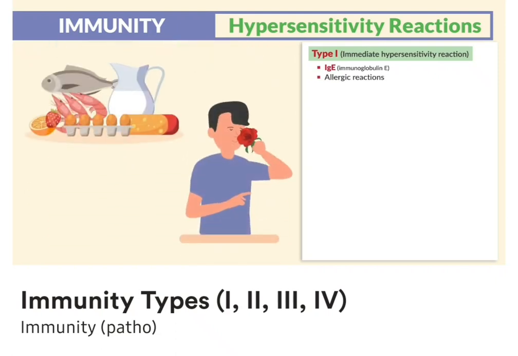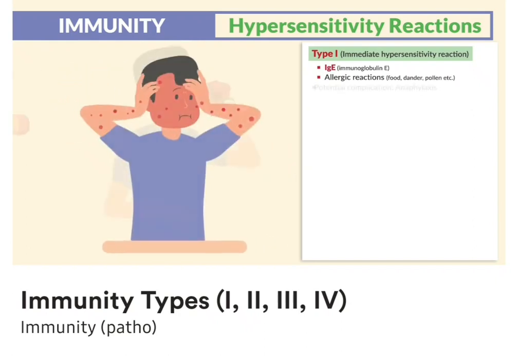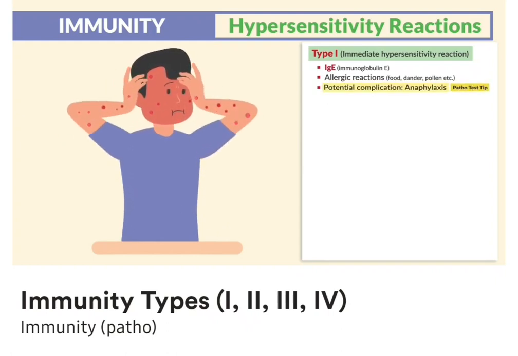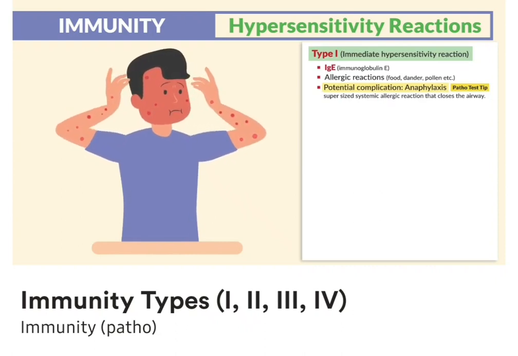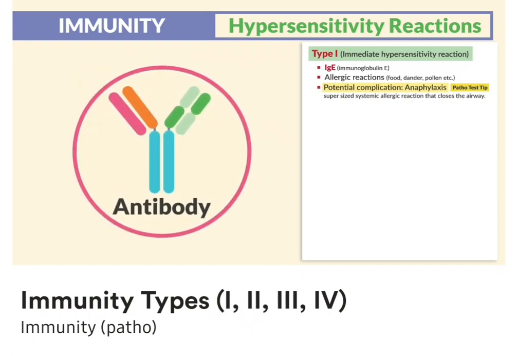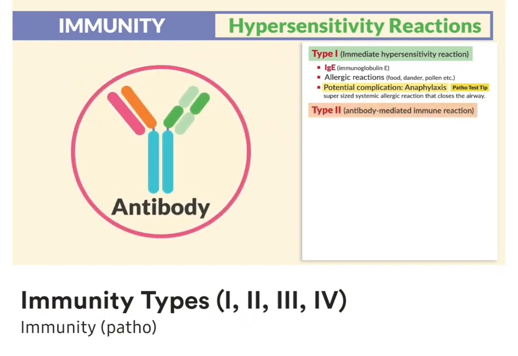And speaking of allergic reactions, for example, from food, dander, pollen, and the like. And a potential complication is anaphylaxis, huge patho test tip. Be sure to write this down. This is a supersized systemic allergic reaction that puffs up and inflames the whole body and eventually closes the airway. Very, very deadly.